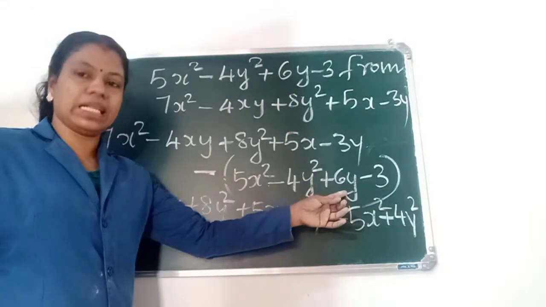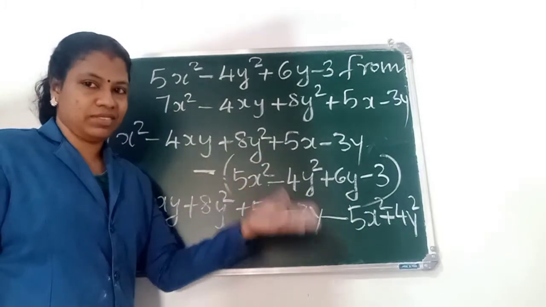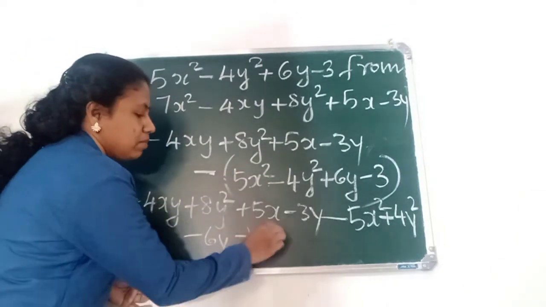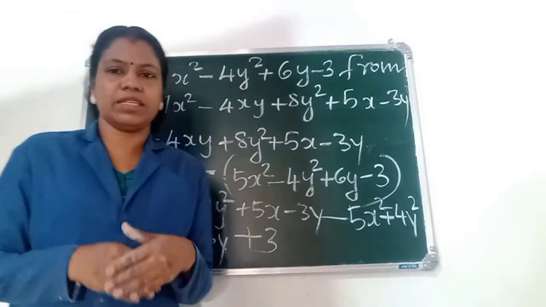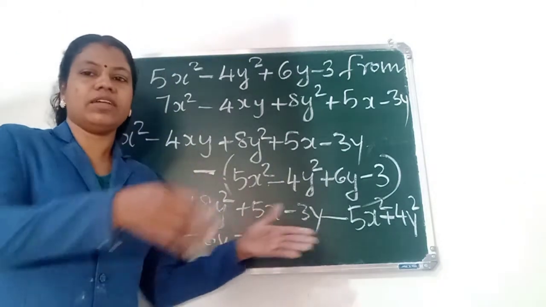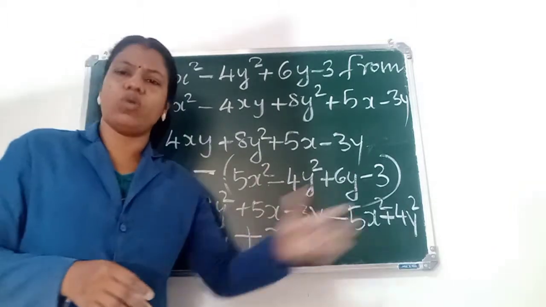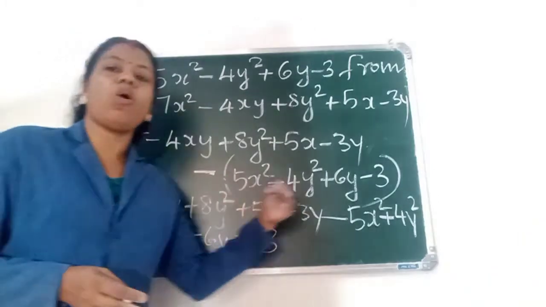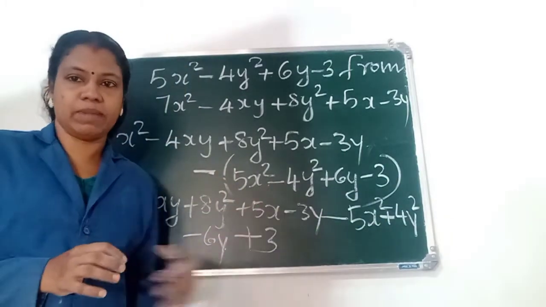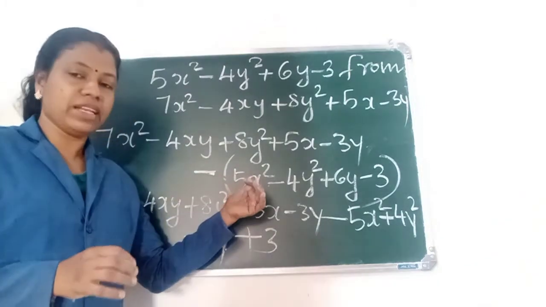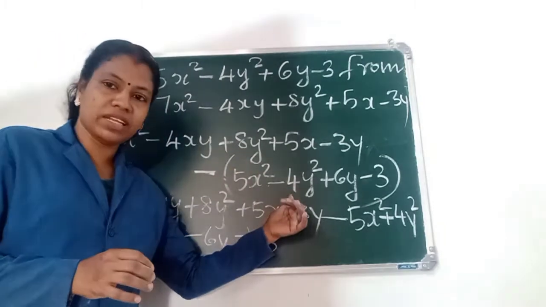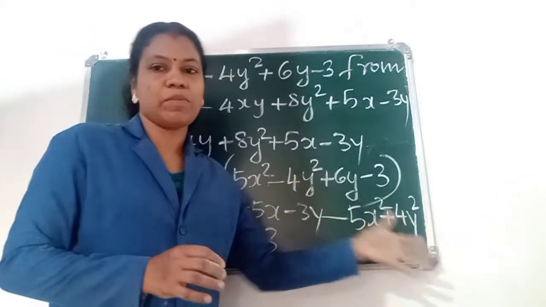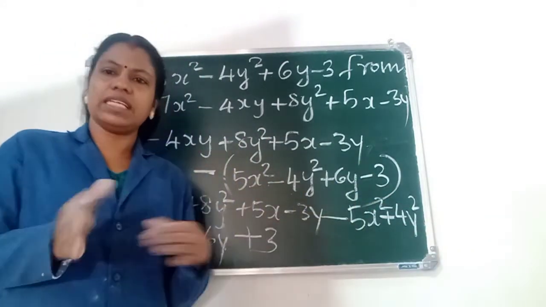Then the next term, plus 6y. While removing the bracket, we change the sign, so minus 6y. And the last term, minus 3, becomes plus 3. That is a simple way: just remove the bracket and change the sign of all the terms. Actually the process is multiplying this sign with all terms of the bracket. Minus into 5x square is minus 5x square. Minus into minus 4y square is plus 4y square. Minus into plus 6y is minus 6y. Minus into minus 3 is plus 3. That is the process, but you can just change the sign.